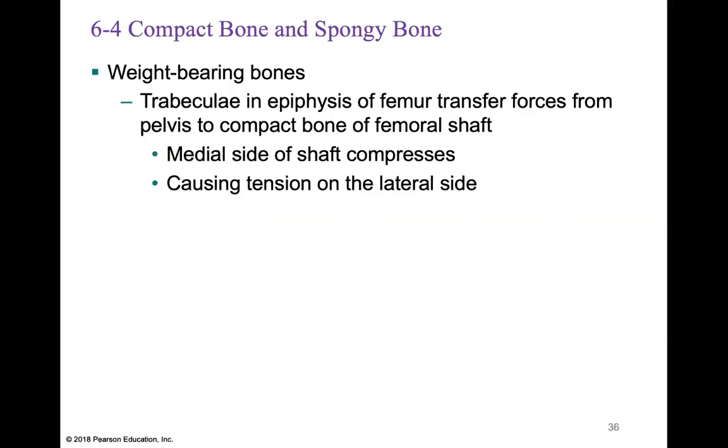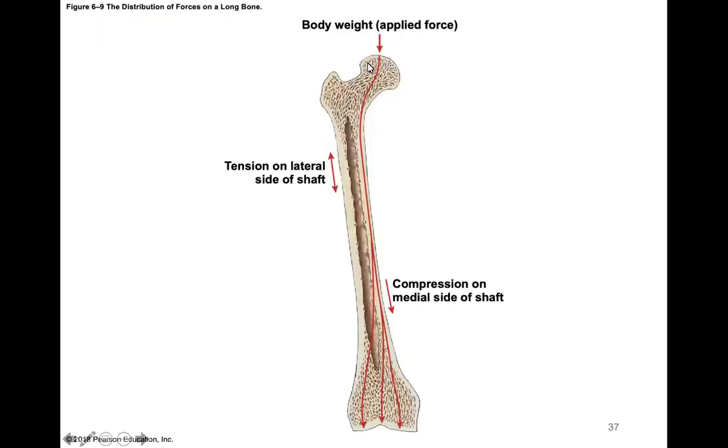So with your weight-bearing bones, such as the femur, the trabeculae in the epiphysis of the femur transfer forces from the pelvis to the compact bone of the femoral shaft. What will happen is this will cause tension on the lateral side, and the medial side of the bone typically will compress a little. So the force is going to come down here. This side will compress. The tension is going to end up on this side a little bit.